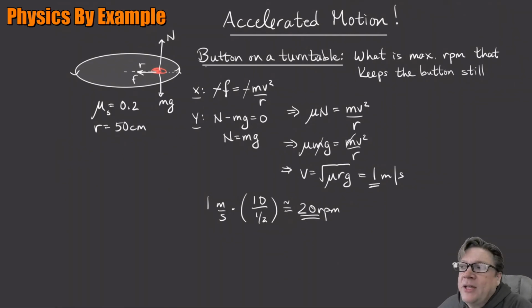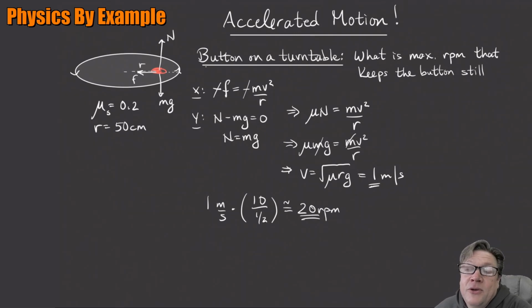Neat. One thing I wanted to mention is the same physics applies in different situations. As long as the free body diagram is the same, we have the same situation. This could be a button on a turntable, no problem. But look, this could also be something else. Another way that you'll see this, maybe in your problem sets in the textbook, is that this might also be a car instead of a button. Maybe it's a car trying to round a curve.